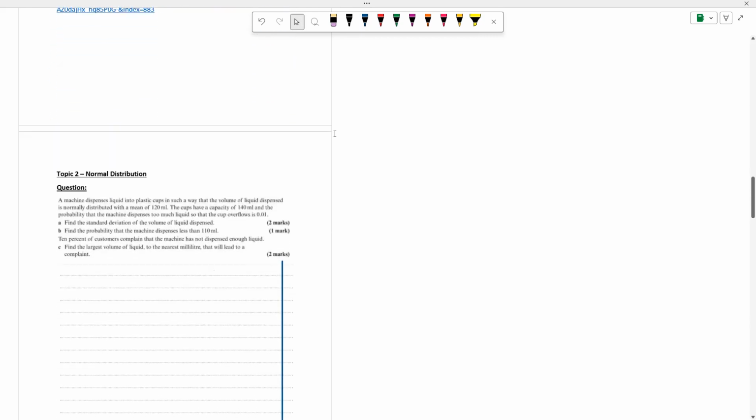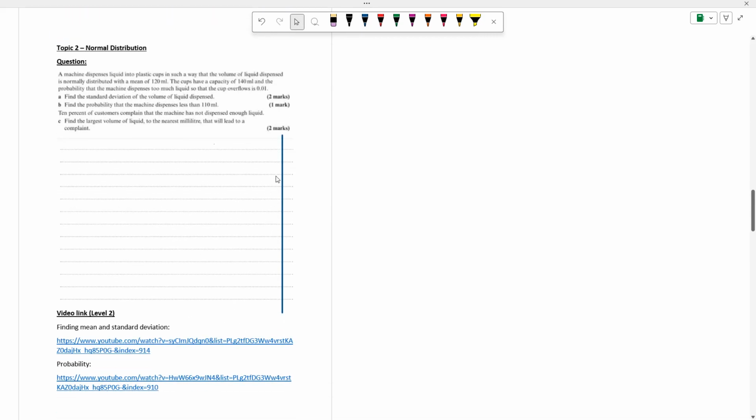Okay, so question 2. I put a line here because I'm going to need some extra space, but we've got a normal distribution question. It's important when we're reading these kinds of questions to make sure you read it all first, and then we can go back through and pick out the key bits of information.